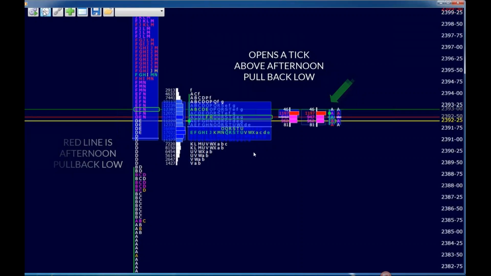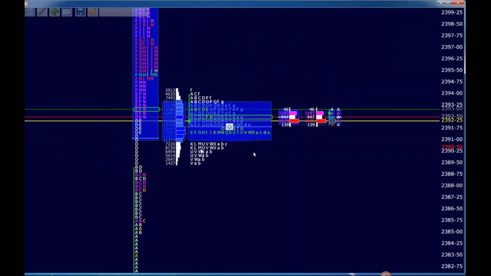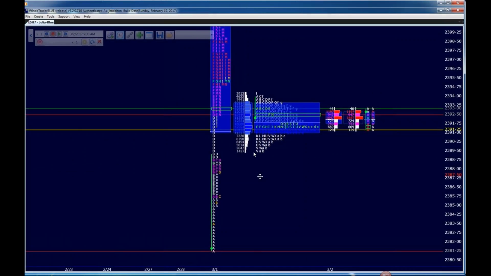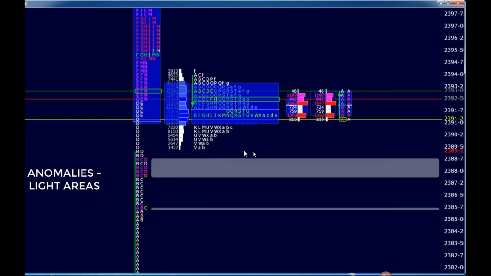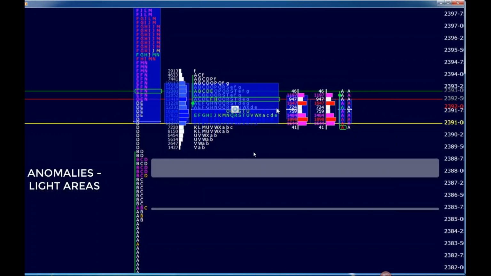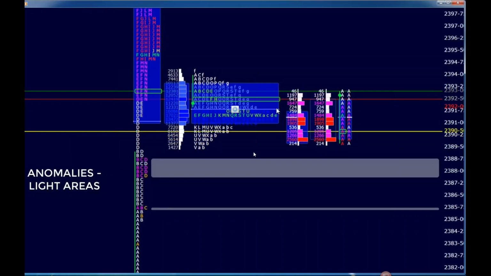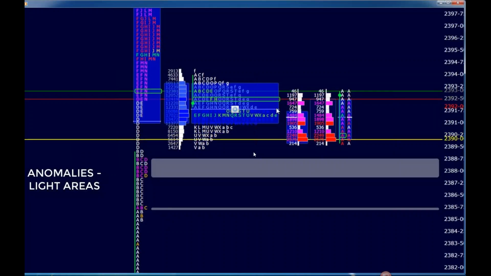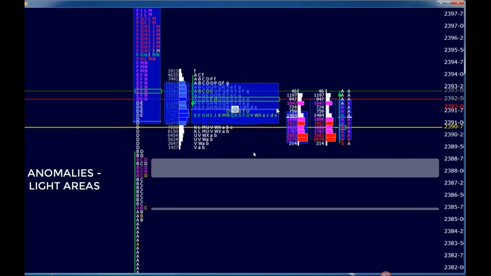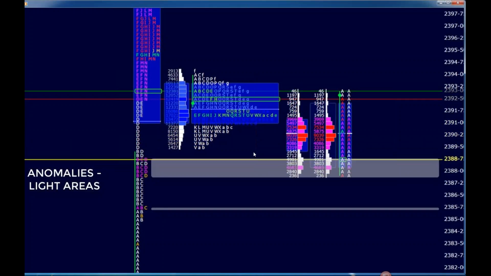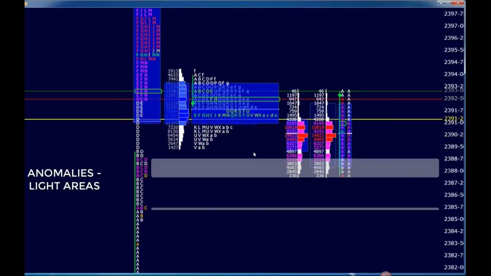Opens a tick above the pullback low. So you see we're trading back below it. Remember, two of the targets down here will be the anomalies. We mentioned that before. That's a sign of emotional buying and a market that may be getting ahead of itself. And you had marked that pullback low. That was your reference for trading this day. Yes. The scenarios really hinged on that pullback low reference.